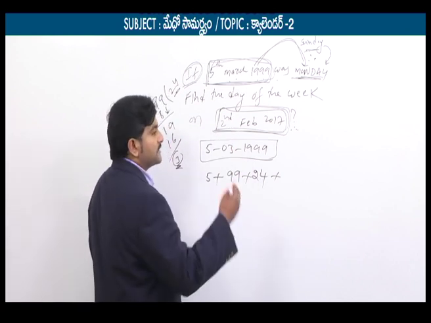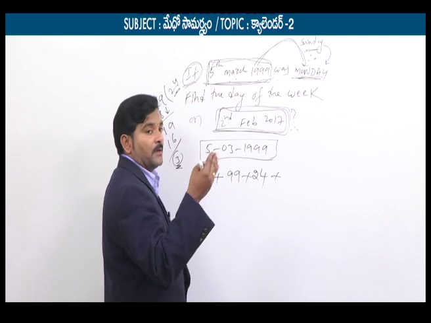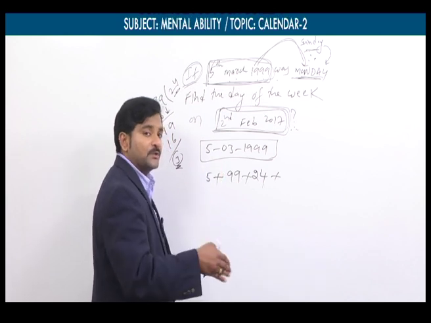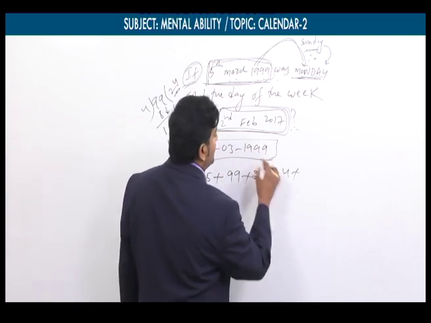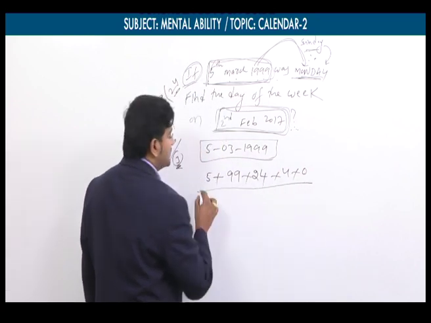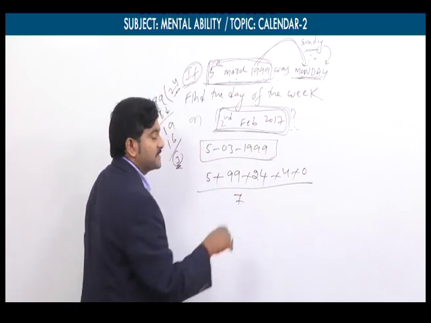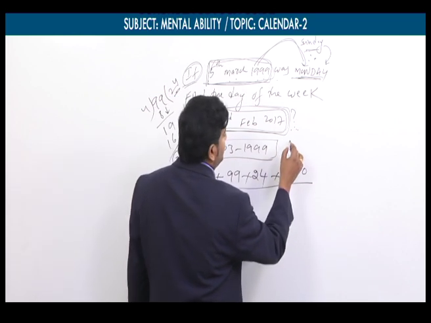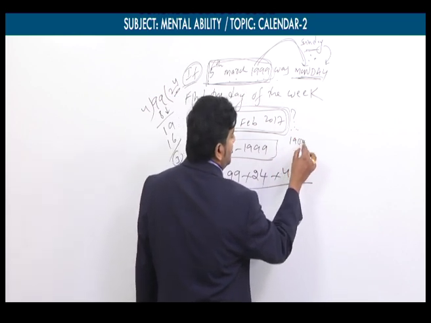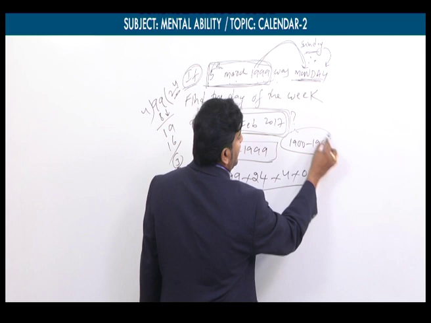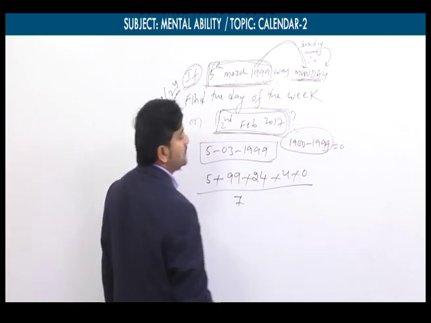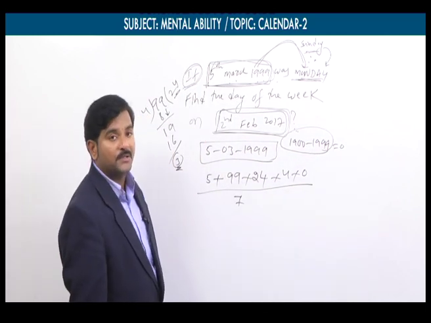Plus next March month code. According to codes, January month code 1. March month code is 4, February month code is also 4, that's why 4. Luckily here century code is 0, so by 7. Why century code is 0? Because if the given year lies in between 1900 to 1999, then that code is equals to 0. We should take 0.